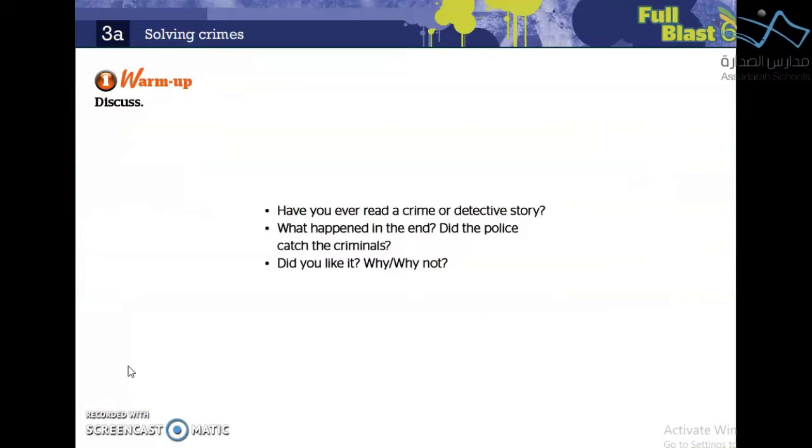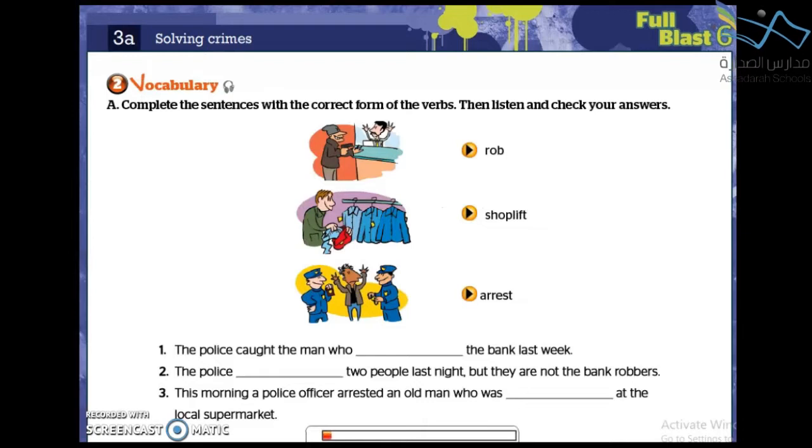Warm-up questions. Have you ever read a crime or detective story? What happened in the end? Did the police catch the criminals? Did you like it? Why, or why not? Module 3. Challenge.